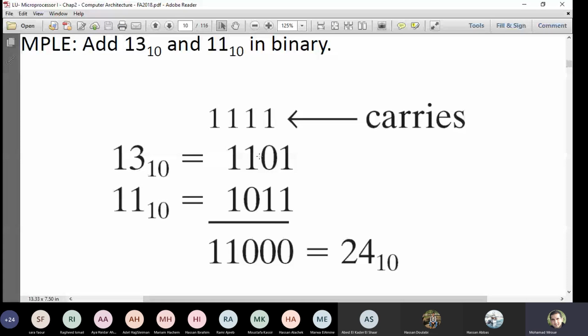Now the 1 0 1 1 is equivalent to 1 times 2 power 0 plus 1 times 2 power 1 plus 0 times 2 power 2 plus 1 times 2 power 3, which comes to 13, because it's 8 plus 4 is 12 plus 1, it's 13. Here 8 plus 2 plus 1 gives 11. Okay, the sum of these two numbers comes to 8 plus 16, which gives 24. So it's 2 power 3 plus 2 power 4, 16 plus 8 gives 24.